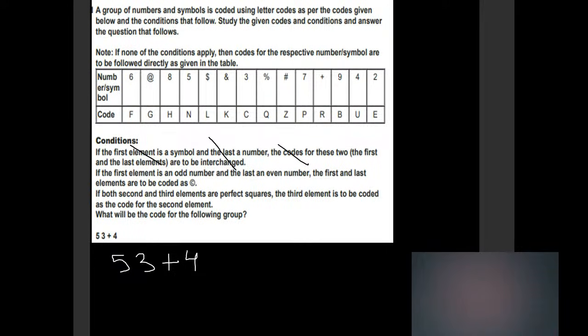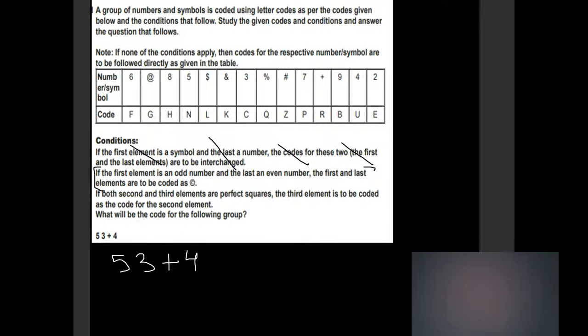Now let us go to the next condition. If the first element is an odd number. Yes, it is an odd number. We have 5. As that is an odd number, it comes under the second condition. Let us check the next one also. And the last one is an even number. Yes, the last one is an even number because it is 4. So it falls under the second condition.